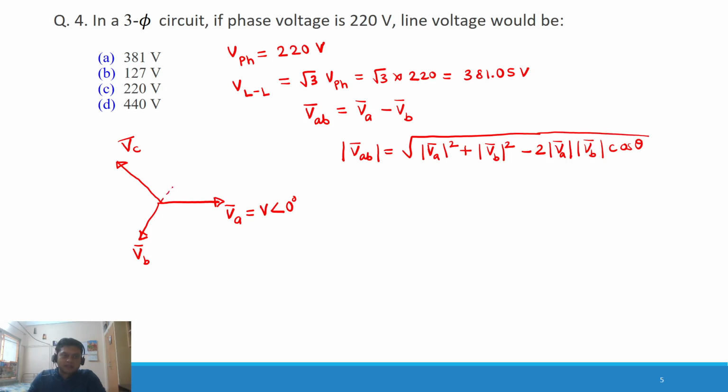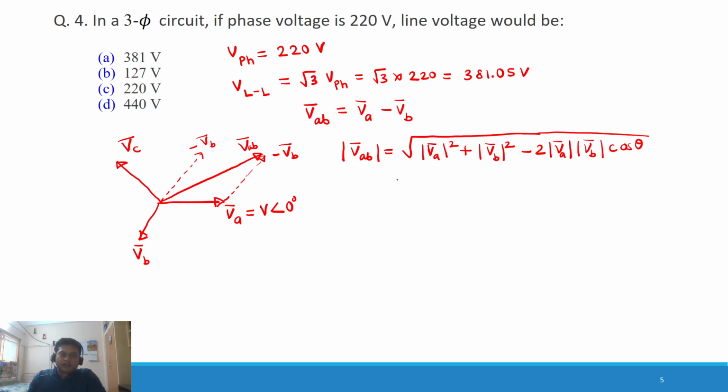We can represent here also. So this one is minus VB. So taking along this VA, this one minus VB, and taking the resultant of VA minus VB, this will give us line to line voltage VAB. So we need to find out this magnitude.